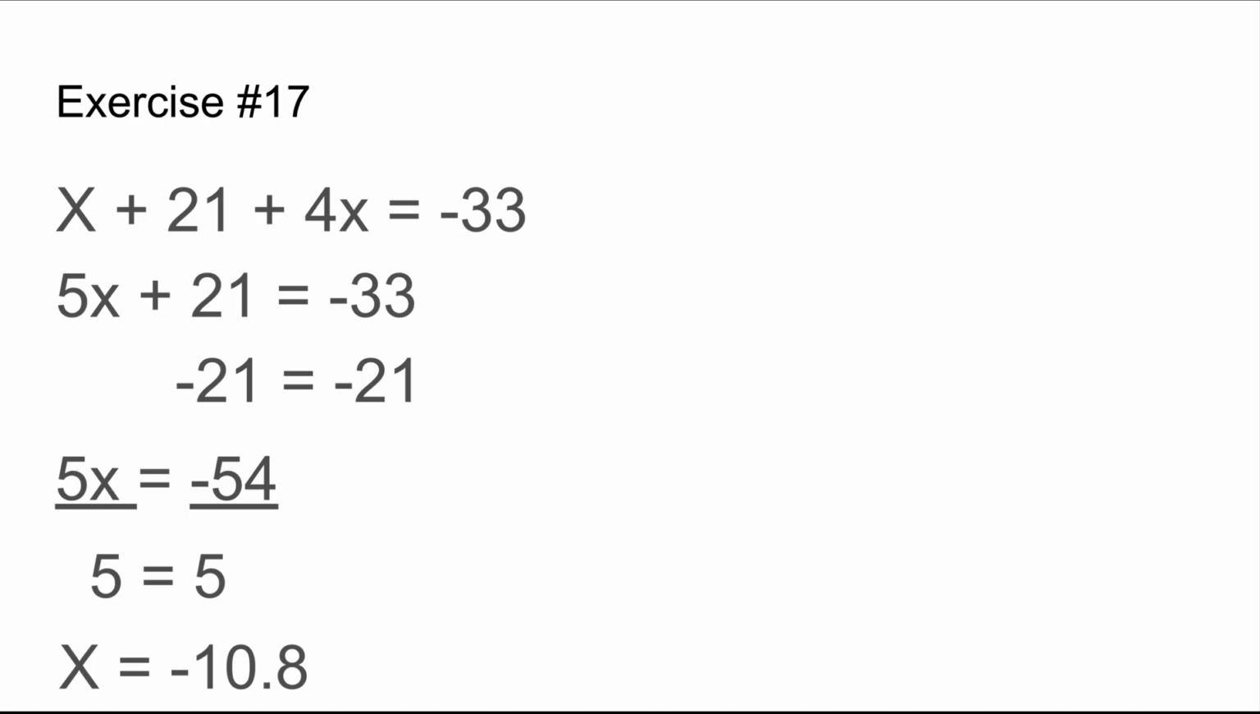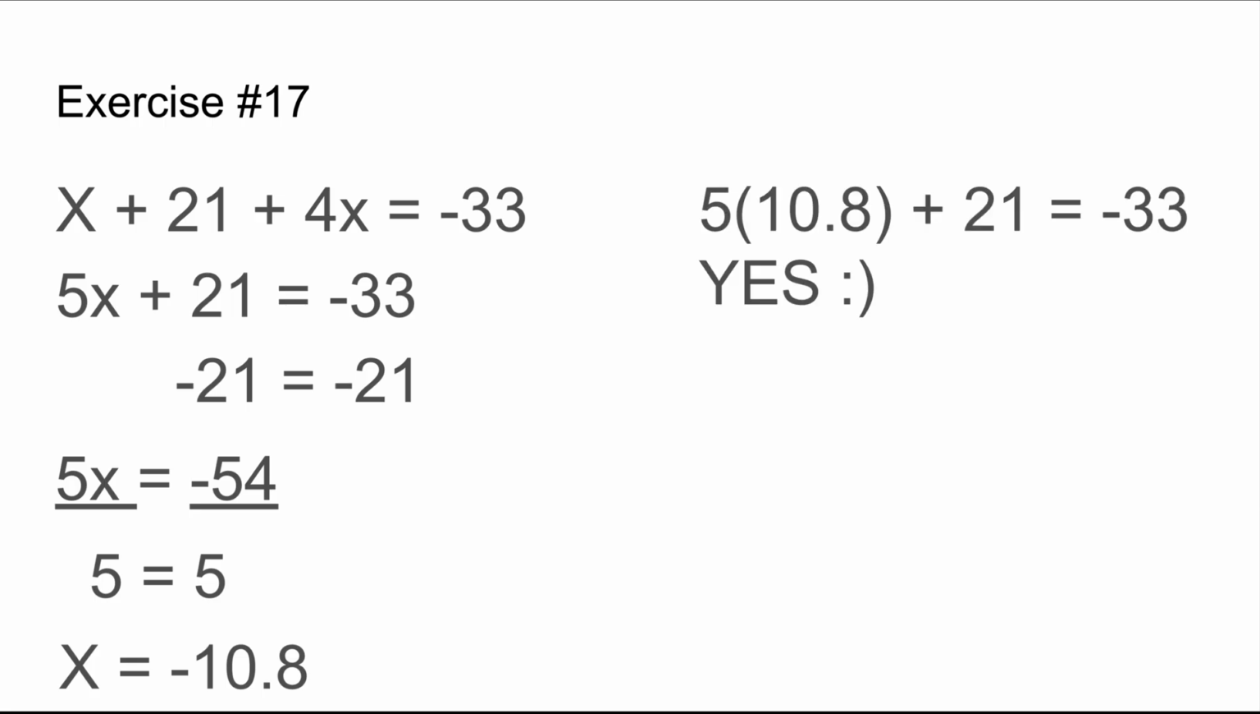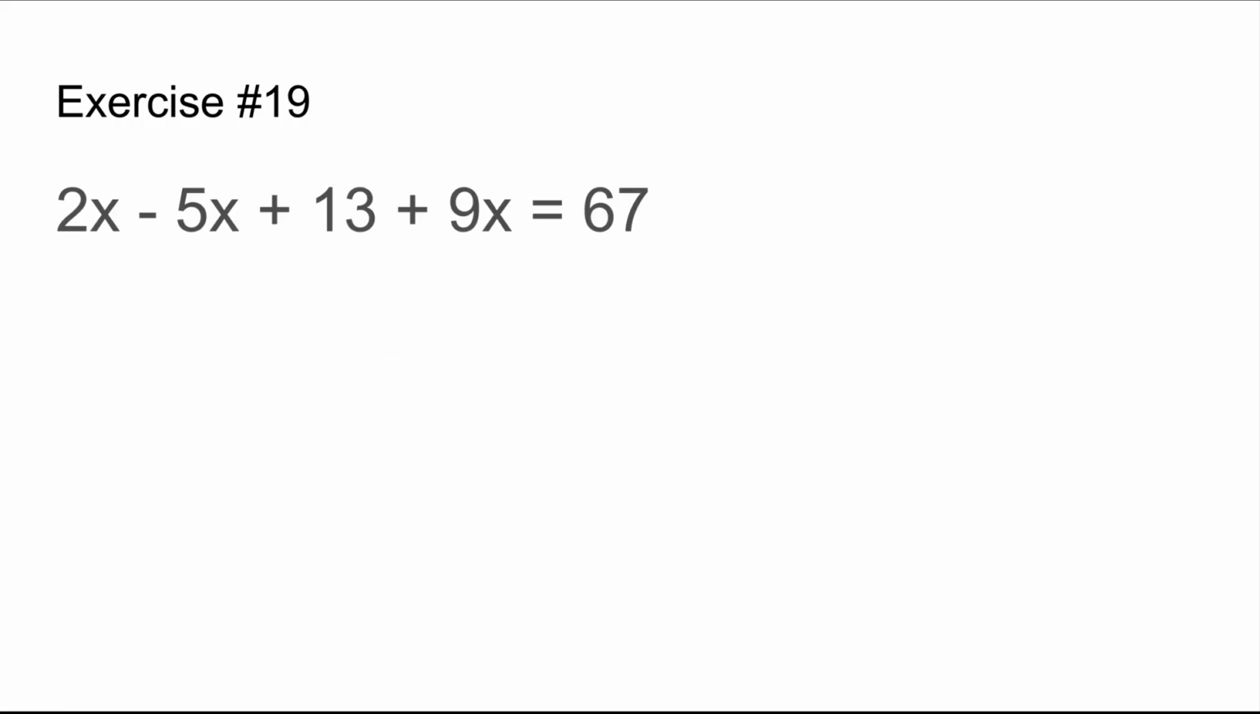You have 5 times negative 10. Oops, I should have put a negative sign there. We'll go back and fix that. But negative 10.8 plus 21 equals negative 33. Yes, that's right. Okay, here we go.